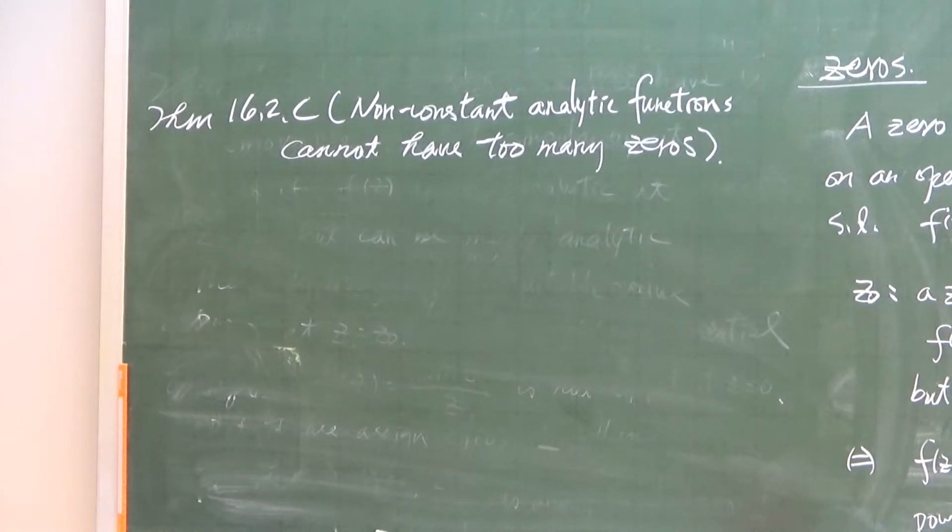Let E be a subset of C, the complex plane. A point Z0 in the complex plane is called a limit point of this subset E if every neighborhood of Z0 contains a point of E different from Z0.